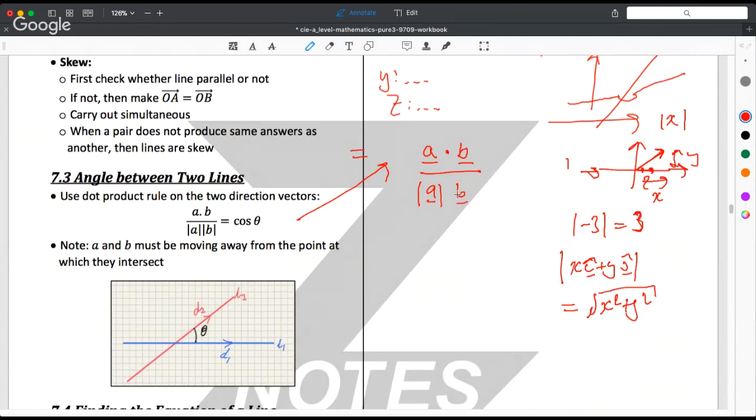So that's just how you figure out these moduli. And what we say is that when we do the dot product between two vectors, so I haven't told you what this is yet, that equals the cosine of the angle between them, okay?